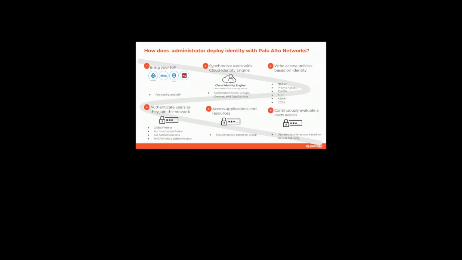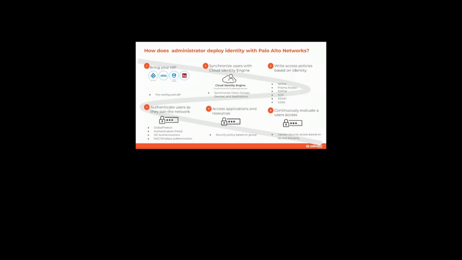In each of these cases, there's an additional component to configure. If you're going to be doing authentication through GlobalProtect or authentication portal, that IDP that you brought earlier will continue to work. There's a single configuration that you set up next to allow the Cloud Identity Engine to operate as the service provider for that authentication. In the case you're using AD or NAC or wireless, we have an agent you can deploy or use the built-in capabilities within the firewall itself.